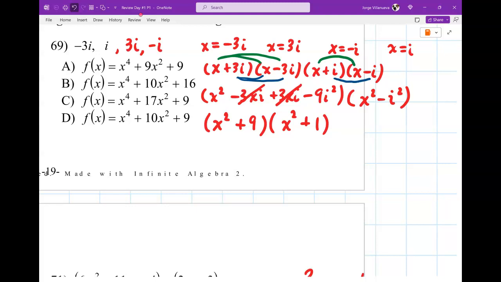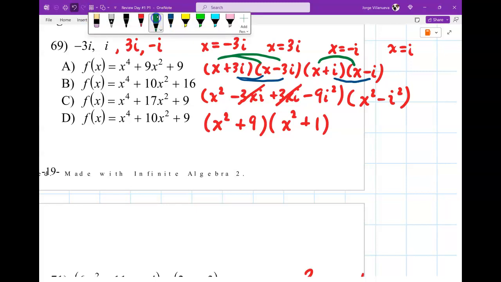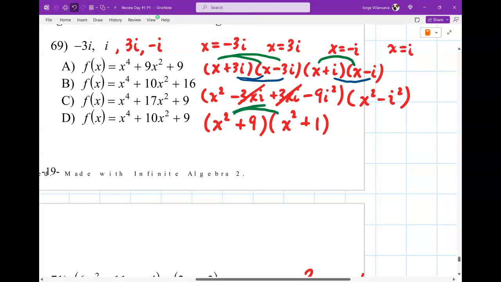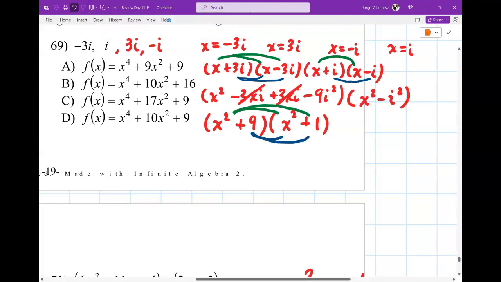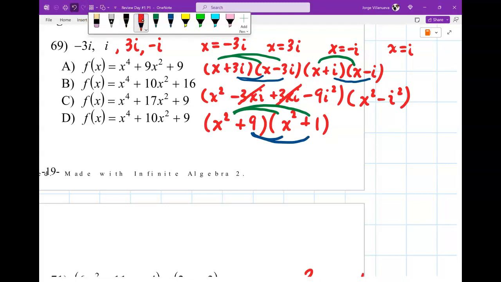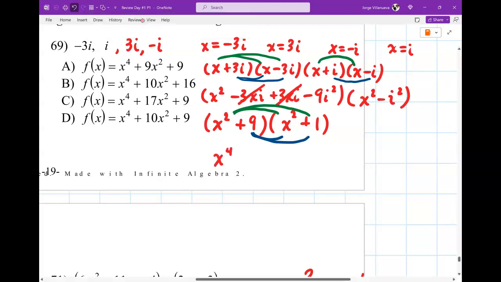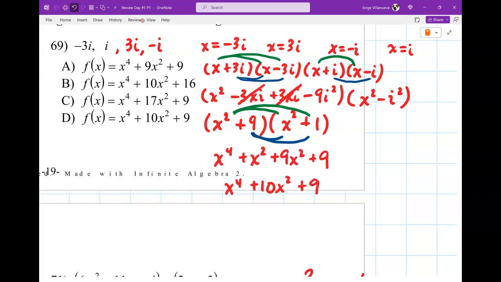One more distribution and we're done. I know these problems are annoying. It's too much multiplication. I agree with you. But they're not terribly difficult, but they can easily lead you to making a multiplication mistake. So just be careful. x squared times x squared, that's x to the 4th. x squared times 1, that's positive x squared. 9 times x squared is positive 9x squared, and 9 times 1 is 9. So we get x to the fourth plus 10x squared plus 9. That's D.